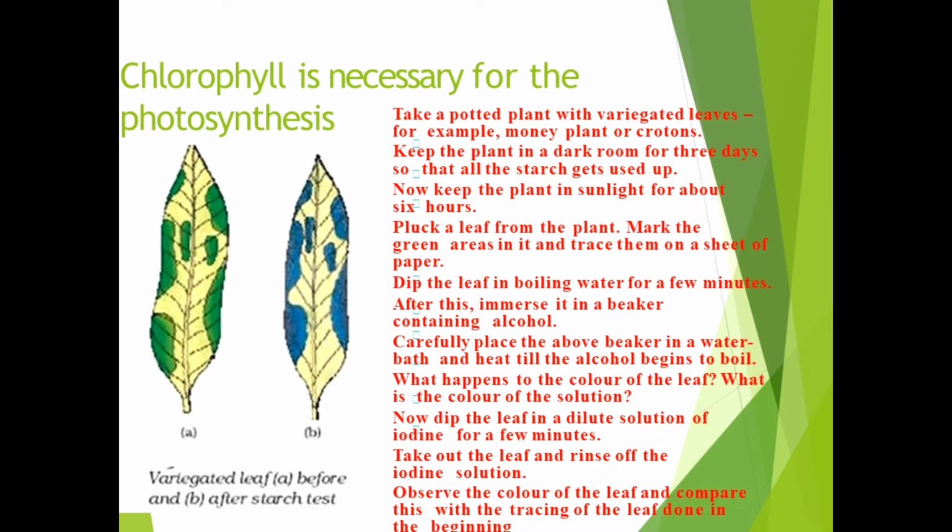Dip the leaf in boiling water for a few minutes. After this, immerse it in a beaker containing alcohol. Carefully place the above beaker in a water bath and heat till alcohol begins to boil. What happens to the color of the leaf? What is the color of the solution? That we will see in the next slide where the diagram is there.